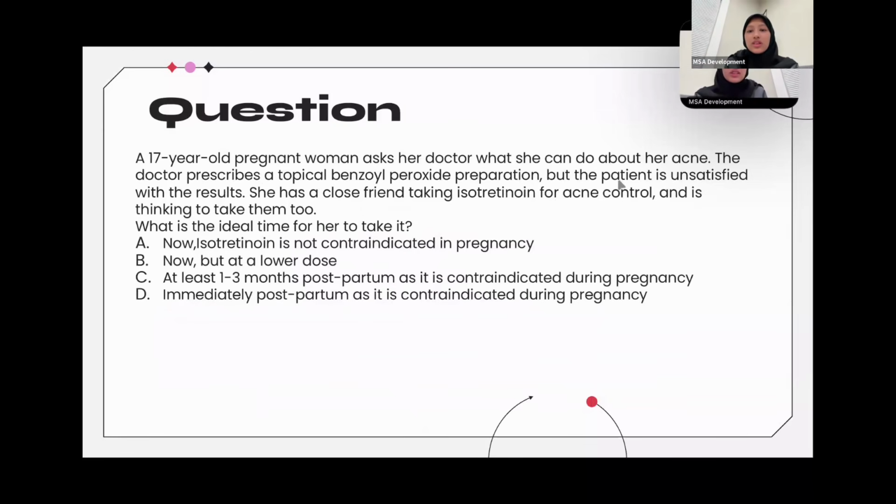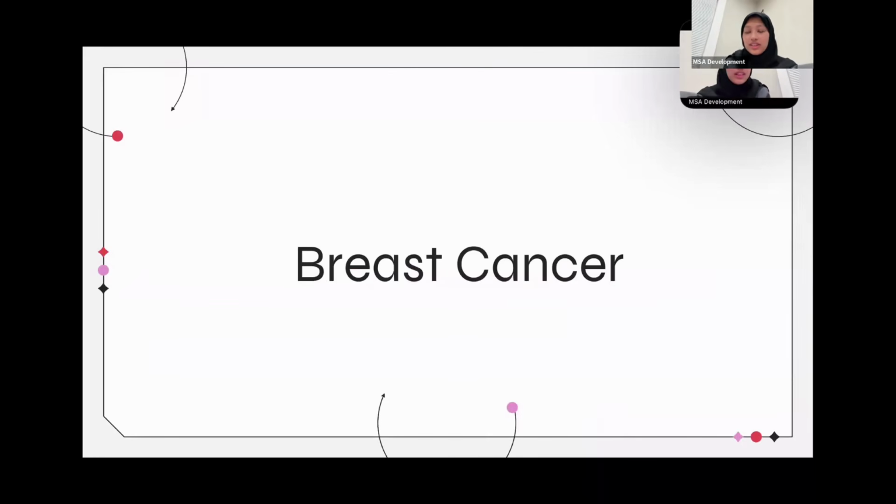A 17-year-old woman asks her doctor what to do. Same thing, isotretinoin. Can she take it or not? She is pregnant. She cannot take it now. She cannot take it immediately postpartum either, because she has to be at least 1 to 3 months postpartum. It's contraindicated until then. Last lecture, breast cancer.